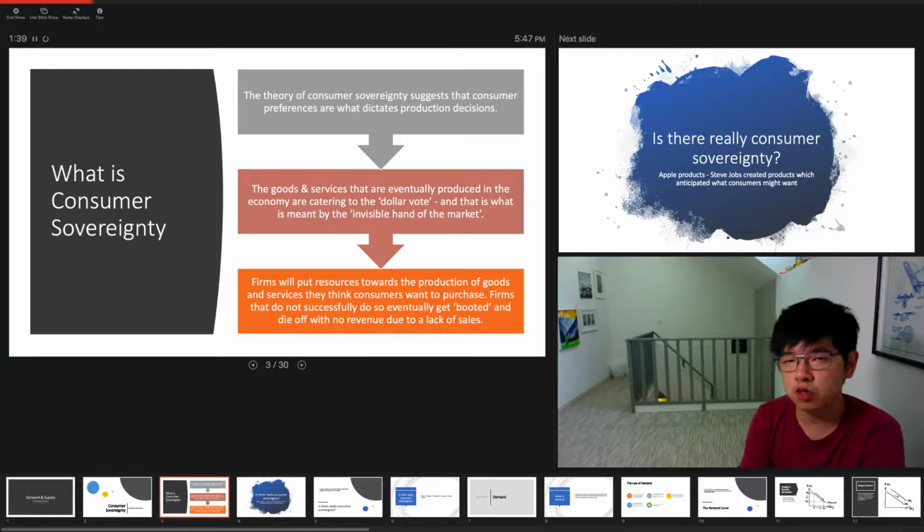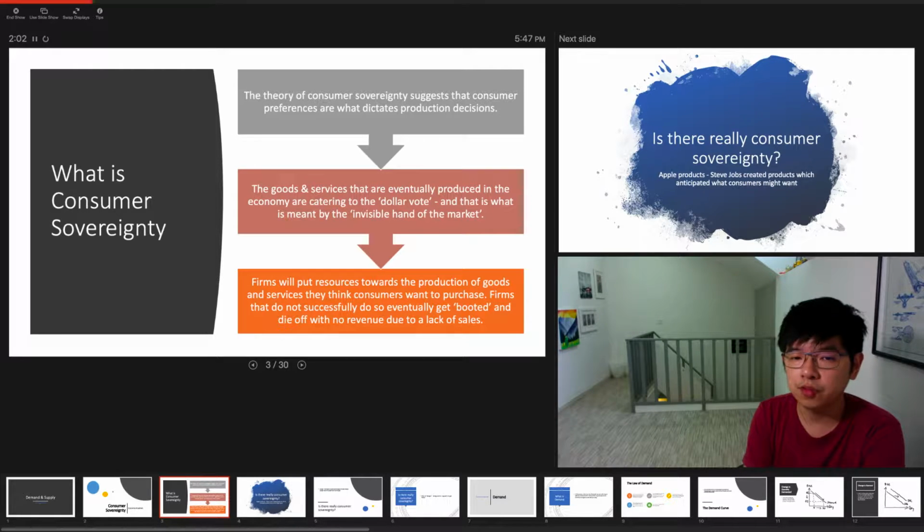The long story cut short is that the theory of consumer sovereignty suggests that consumers are really the ones that dictate what goods and services are going to be produced given the scarce resources that we have, and the goods and services that eventually are produced in our economy are actually catering to the dollar vote. And this is what is really meant by the invisible hand of the market.